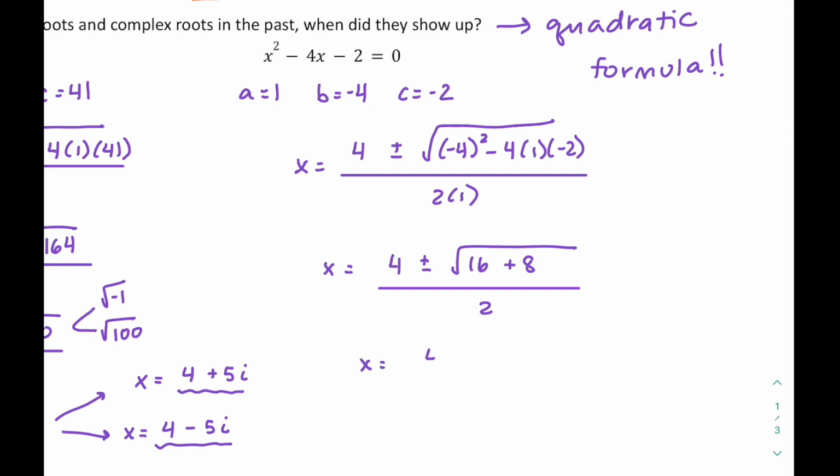Then we're going to go through and simplify what's under the radical to get the square root of 24. And you do need to remember with radicals, if there is a perfect square stuck in it, you need to take that perfect square out. So 24 can be broken into the square root of 4 and the square root of 6. And then from the square root of 4, I'm going to pull a 2 out front. So I will end up with 4 plus or minus 2 root 6 all over 2.